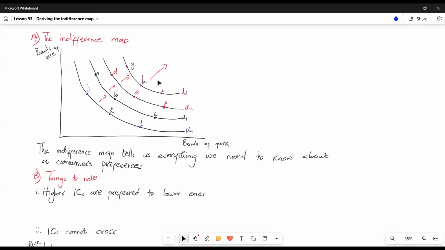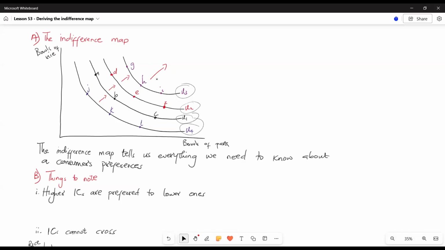So we recall from our previous lessons that we draw the indifference curve by connecting several bundles that give the consumer the same level of satisfaction. Now, just as we connected bundles on the indifference curve U1, we can also connect other bundles to get other indifference curves, such as U2, U3, and U4. The entire collection of indifference curves gives us what we call the indifference map. The indifference map tells us everything we need to know about preferences.